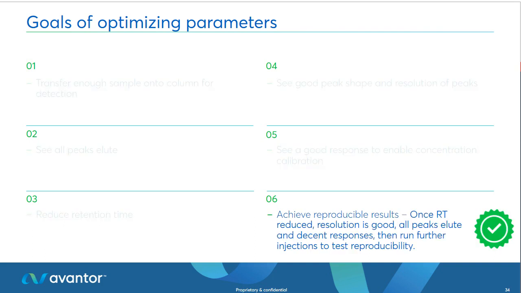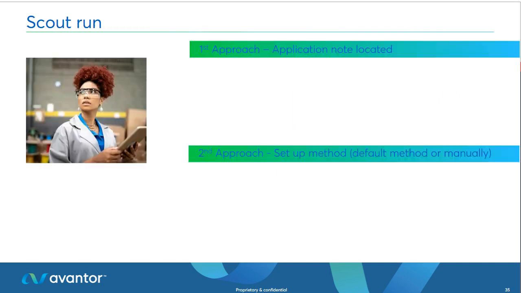And then once we've achieved all of these points, once the retention time is reduced, resolution is good, all the peaks of it, we've got decent responses, then we can run further injections to test reproducibility. So we start off with doing a scout run.